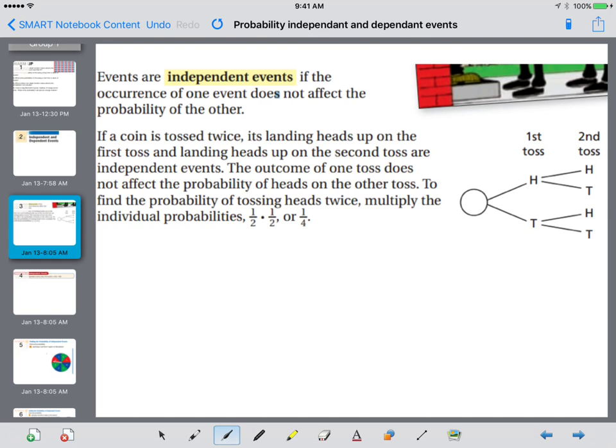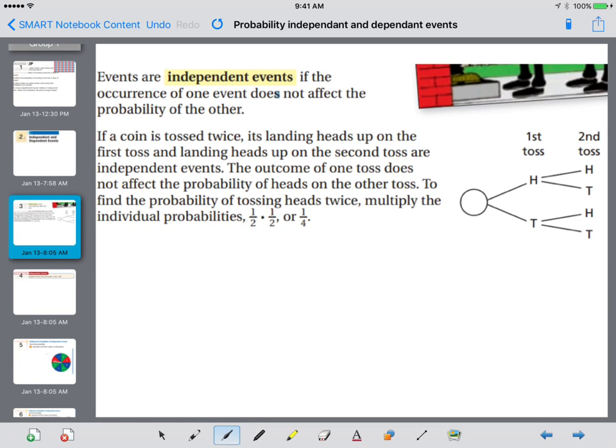Events are independent events if the occurrence of one event does not affect the probability of the other. As an example, if a coin is tossed twice, it landing heads up on the first toss and landing heads up on the second toss are independent events. The outcome of one toss does not affect the probability of heads on the other toss. To find the probability of tossing heads twice, multiply the individual probabilities.